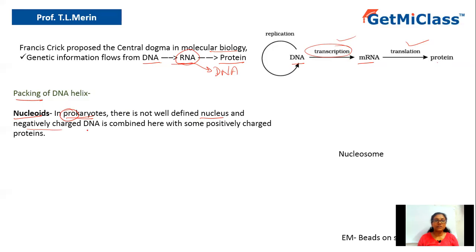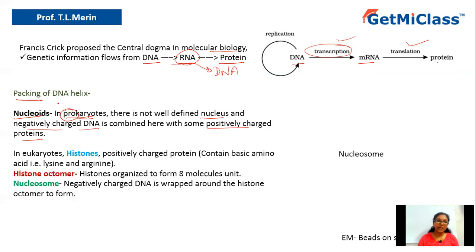And here the negatively charged DNA is combined with some positively charged protein. So here also proteins are involved, which will bind to the genetic material or the DNA and keep it in one place within the cytoplasm. Whereas in eukaryotes, we have a very well developed nucleus. And within the nucleus, the DNA is coiled around or associated with histone proteins, which are positively charged proteins. Why? Because they have a rich amount of lysine and arginine, which are the basic amino acids.